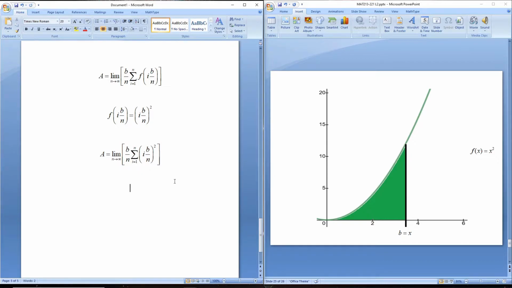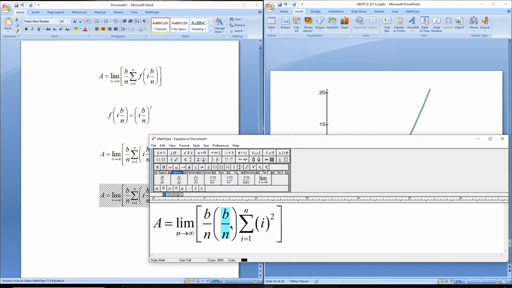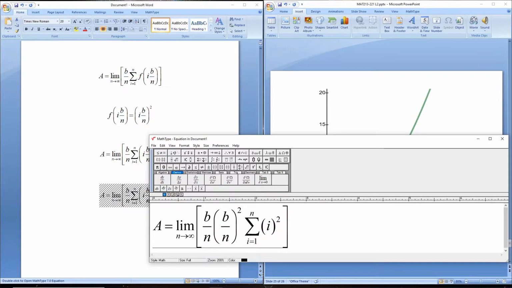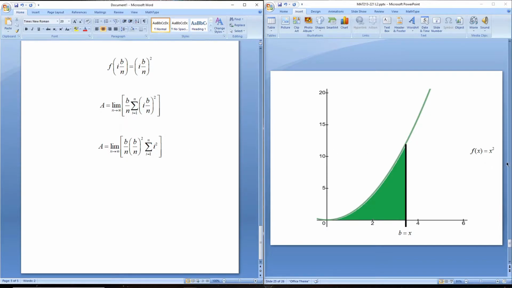And then once we have that, we'll take things out that are constant. So notice this is b squared over n squared. This is not dependent upon i, so we can actually pull all of that out of there. And so we're just left then with i squared here. And then this summation is the one we would need to figure out.